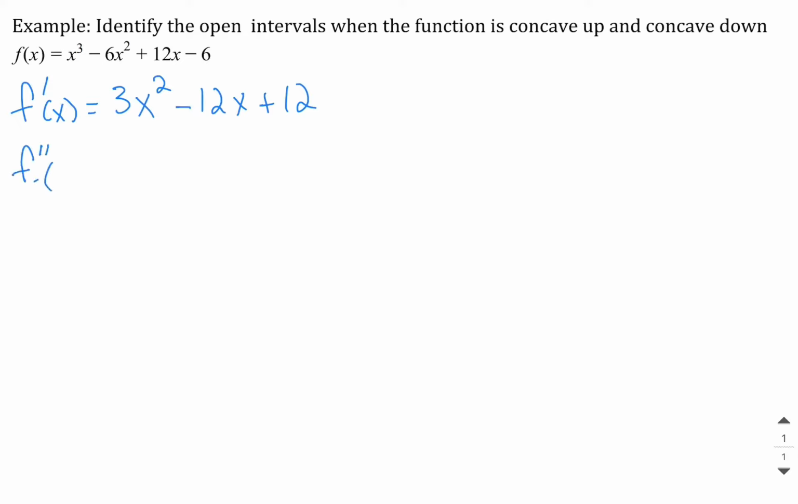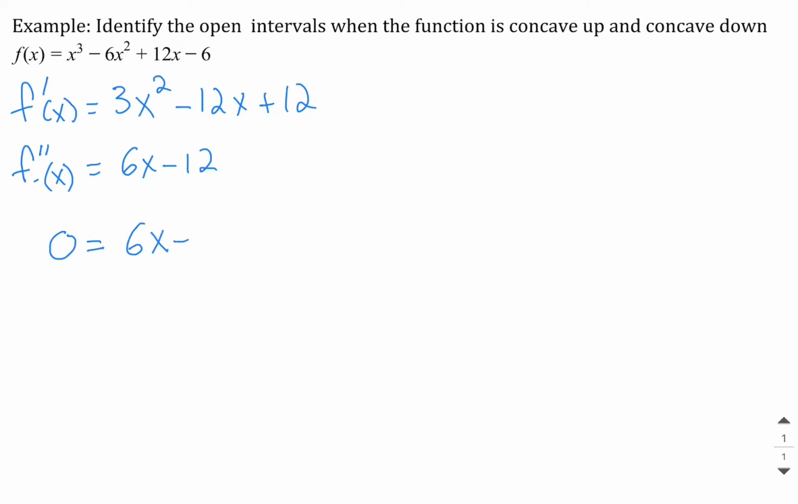So last week we were taking a look at our increasing and decreasing functions. This week we're going to be looking at the concavity. And again, we identify concavity with our second derivative. Our second derivative here is going to be 6x minus 12. Now, just like last week when we were looking at our increasing, decreasing functions, we wanted to find those critical points for the first derivative. We want to do the same thing here, find any critical points for that second derivative.